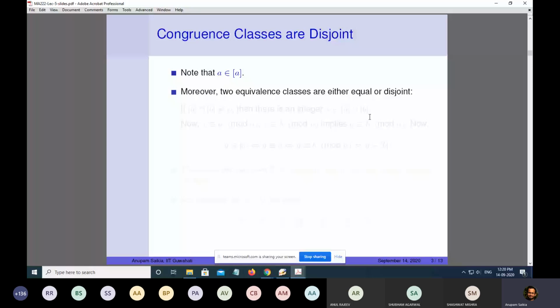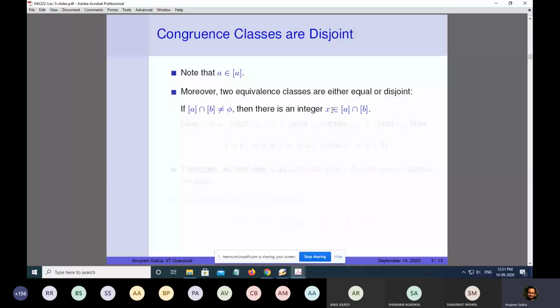Every element will be common. One common means all common. So either they're disjoint or they're equal. How do I prove this? If they are disjoint, then it is fine. If not, there will be some common element. So suppose the intersection of these congruence classes is non-empty. That means there will be some integer x in both the congruence classes.